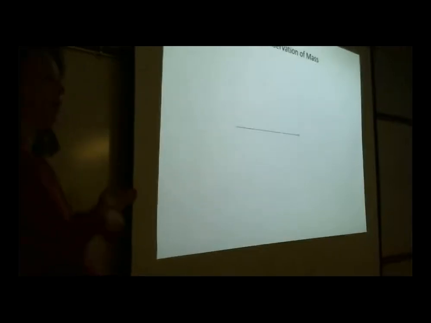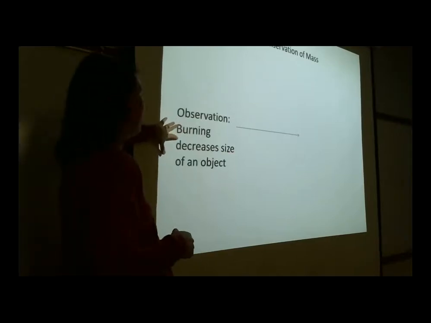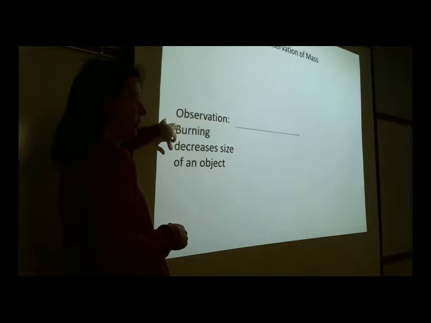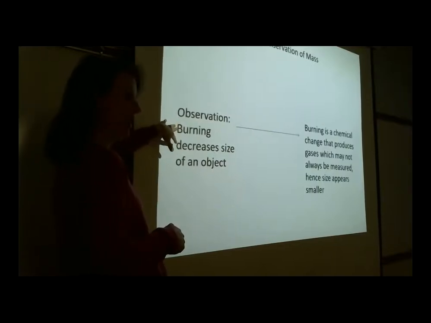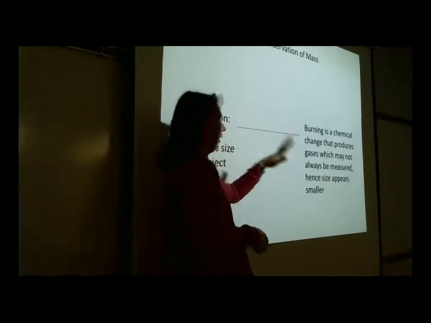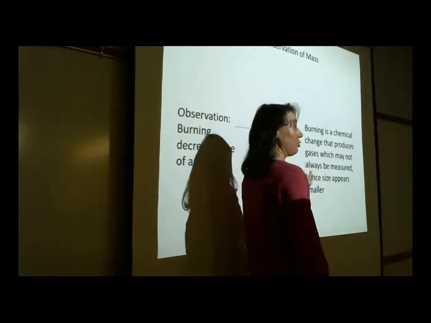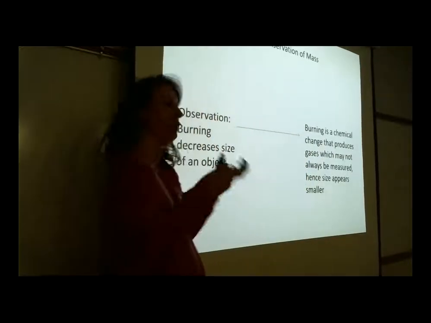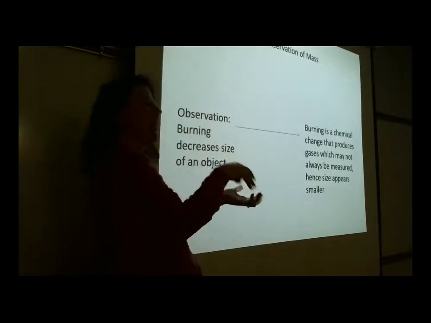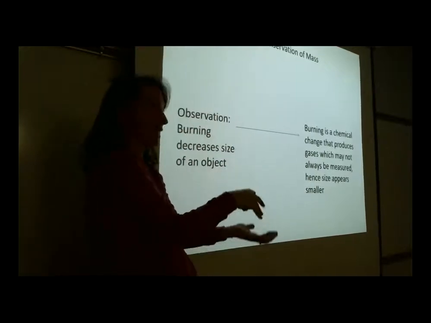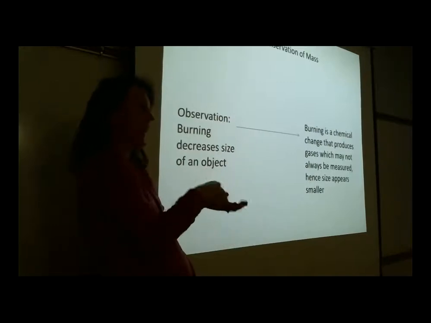Okay, well, what about Lavoisier's work? Same observation, burning decreases the size of an object, right? What's the conclusion that Lavoisier came up with? Well, it's not phlogiston, right? It's a chemical change that's producing gases, and those gases are not usually trapped and measured, right? If you're burning something in your chimney, the gases are going up. You're not capturing the gas, therefore you're not seeing its mass, right? You have this big giant log and that looks smaller. Well, that made gas, that went away.